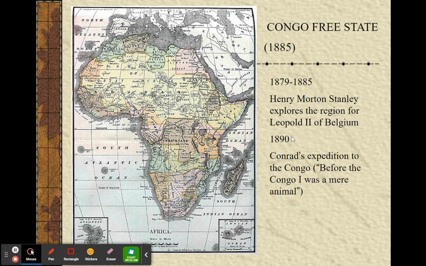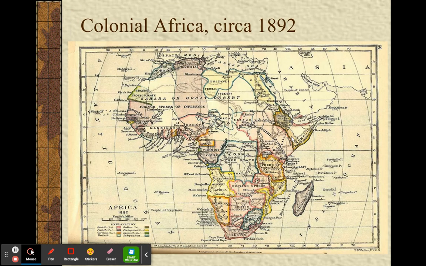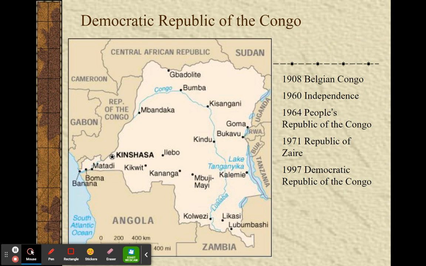Conrad's expedition to the Congo. And there's just a picture, a map of colonial Africa.